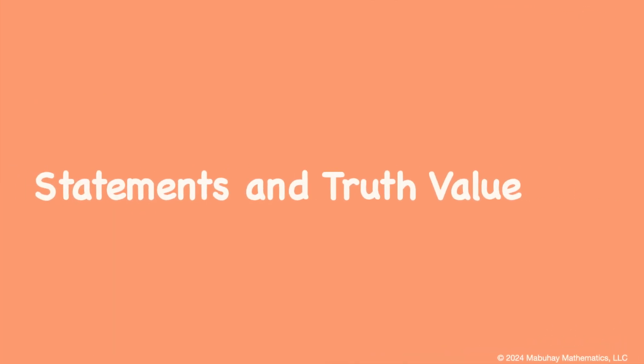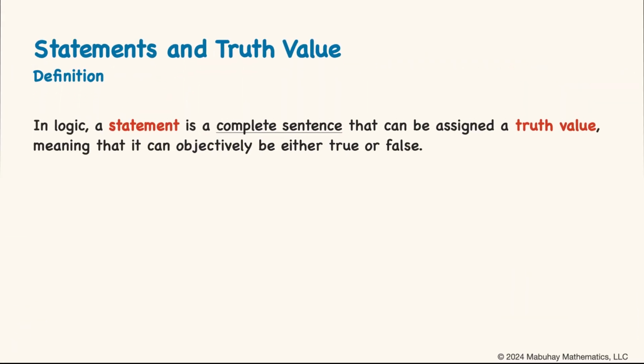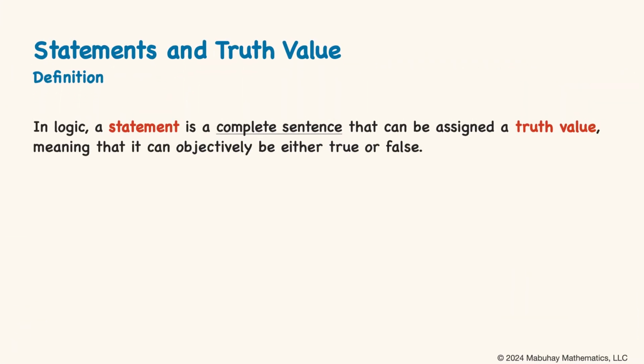First, what are statements and what do we mean by truth value? Okay, so in logic, a statement is a complete sentence that can be assigned a truth value, meaning that it can objectively be either true or false. Okay, so we think of numbers as having a value, a numeric value. Statements have a truth value. A number could have the value 5 or negative a half or 2.7 or something. Statements can be either true or false. So first we want to understand what we mean by a statement.